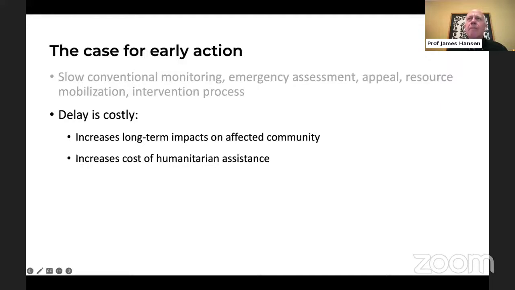So there's an awareness that this kind of delay is costly. As I mentioned, it increases the likelihood of long-term impacts on the affected community. It's costly for the community, but it's also costly for the humanitarian organization. Once they have the resources, it has become a widespread emergency. And so the cost of procuring food, the cost of transporting it, the logistical cost at that point, because it has to be done in a rush, can be extremely high.